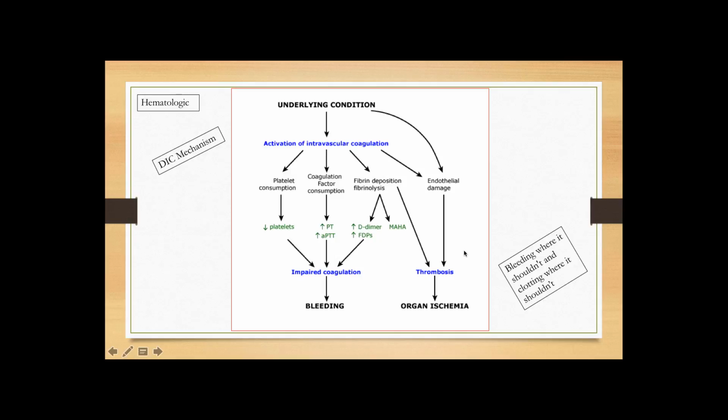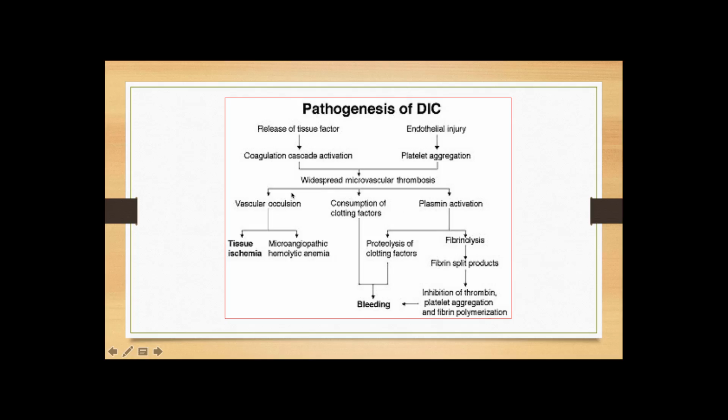So basically, simply put, this is where people bleed in the body. There is bleeding where it shouldn't be, and there's clotting where it shouldn't be. So in small organs or small parts of the body, there is thrombosis, so organs start to develop ischemia, and then massively there is going to be bleeding because there is so much consumption of clotting factors and platelets. This is another slide showing the pathogenesis of DIC, but anyway, I think you are very familiar with it already.